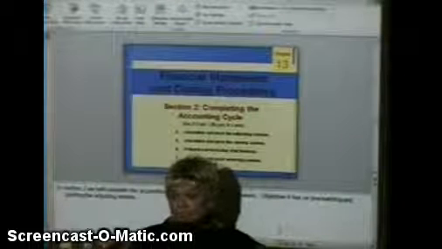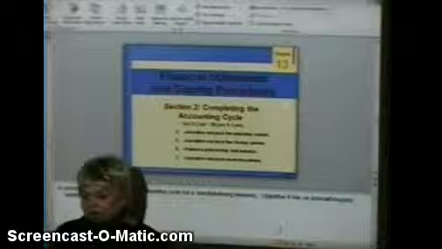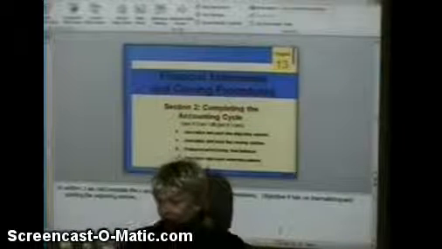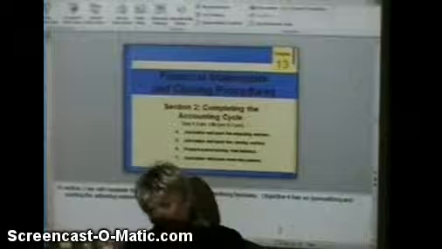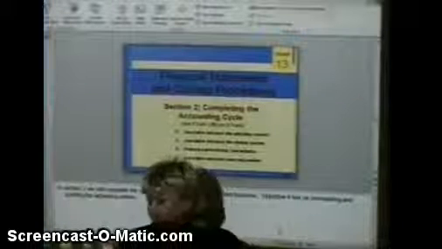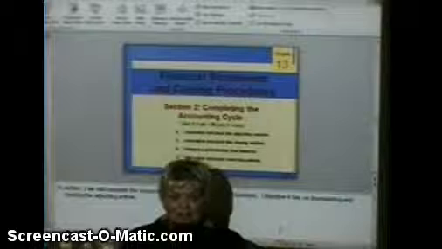There are true and false questions in there too. It's a good study tool, really good. You may see some of the same questions, so if you want to use that as a study tool, that's a good one.